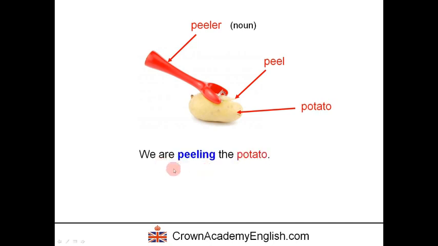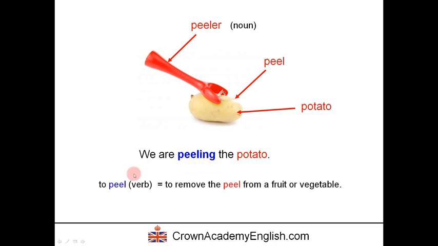So we have a verb as well. We are peeling the potato. We are peeling the potato with the peeler. Okay? So we have the verb to peel. And it means to remove the peel from a fruit or vegetable. So to remove the skin from a potato, for example. So we are peeling the potato with the peeler. Okay?